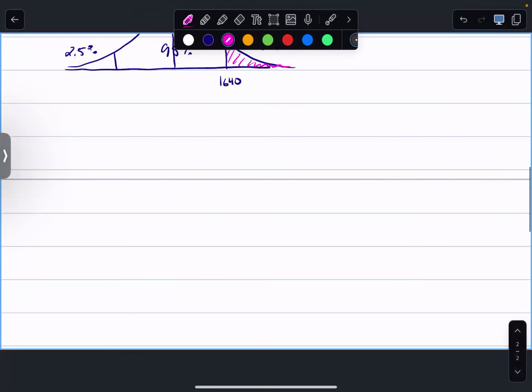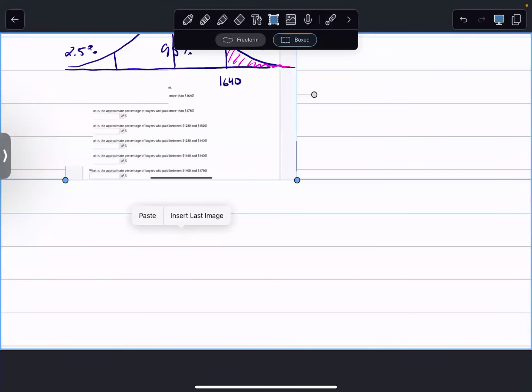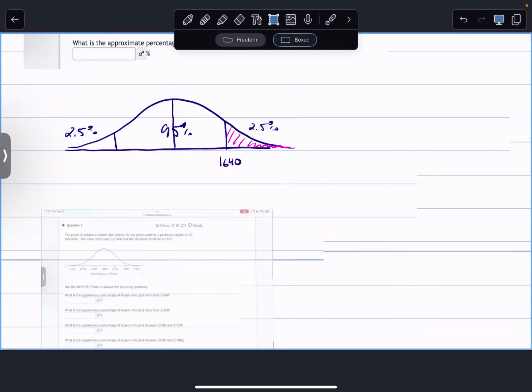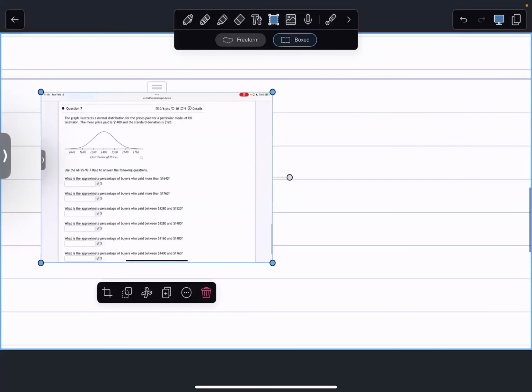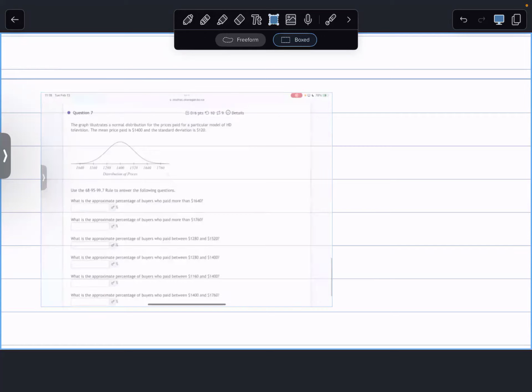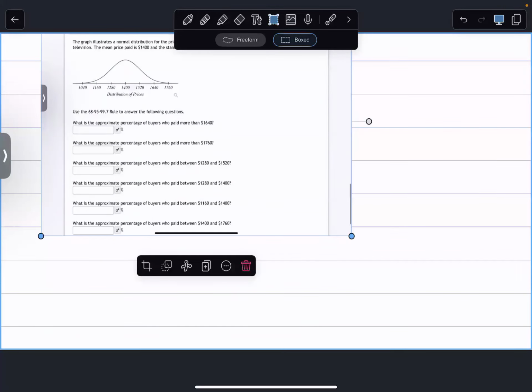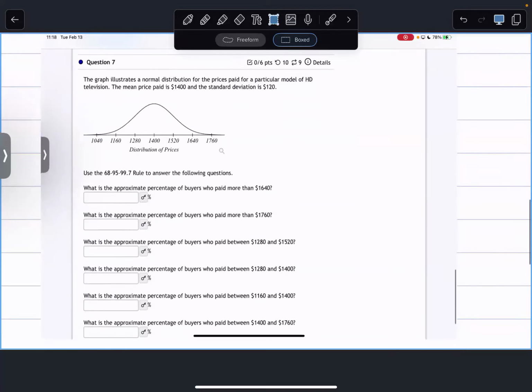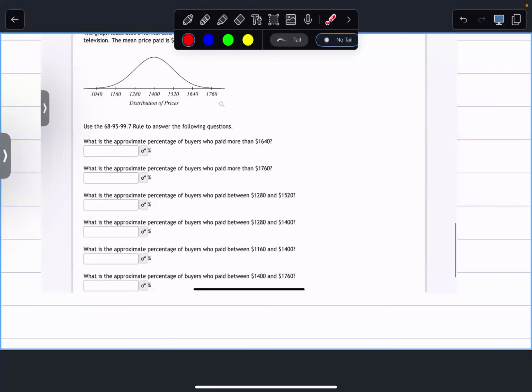Let's see. Let's see. Maybe let's pick a different one. Let's do, how about the second, trying to pick one that's good. What's good? 1280. No, boring, boring, boring. How about the last one?